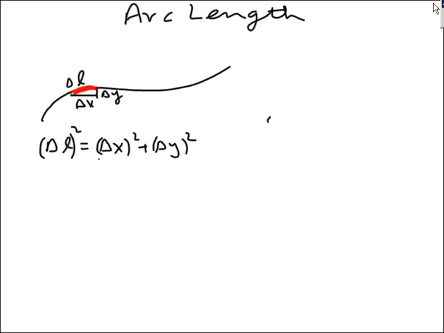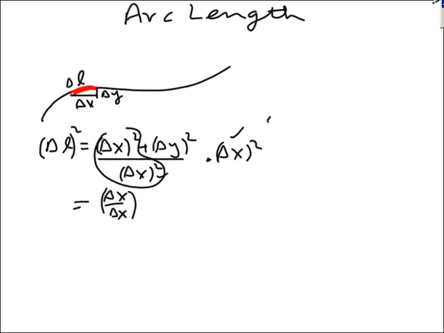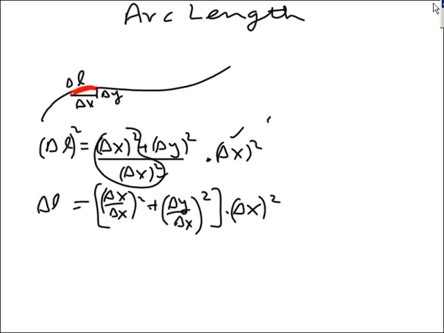And if I divide the right side by delta x squared and also multiply it by delta x squared, I really just multiplied by 1, because this over that is 1. So this is the same as delta x over delta x all squared plus delta y over delta x all squared, and this whole mess gets multiplied by delta x squared. Well, that's delta L squared. I don't want delta L squared, I want delta L. So I take the square root of both sides.